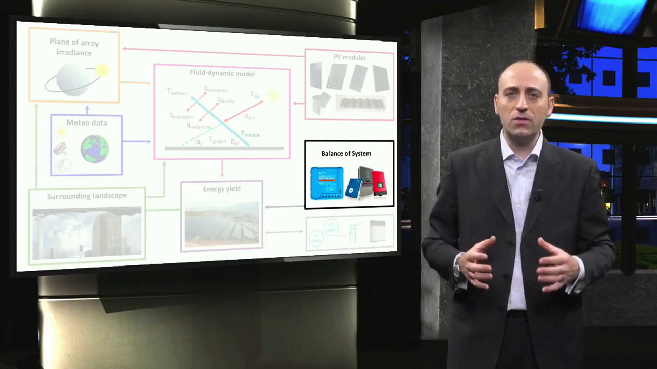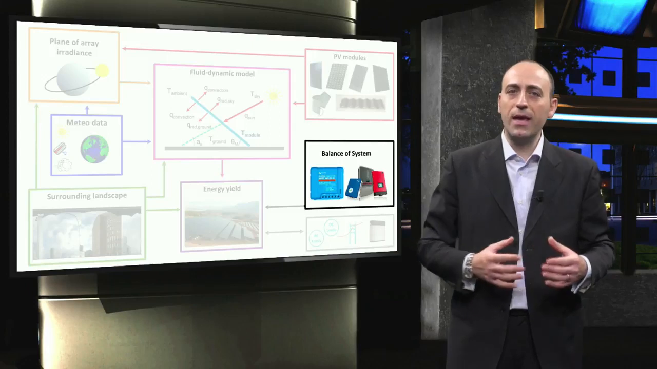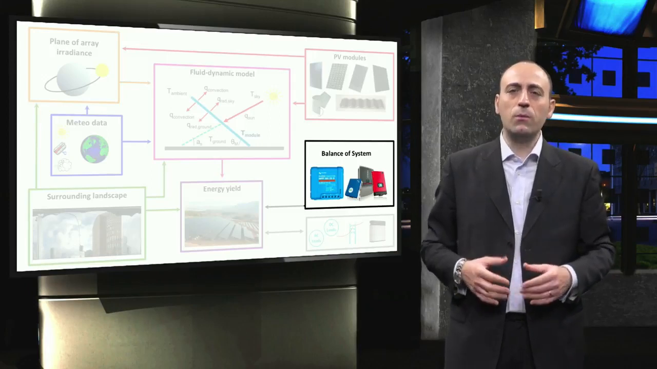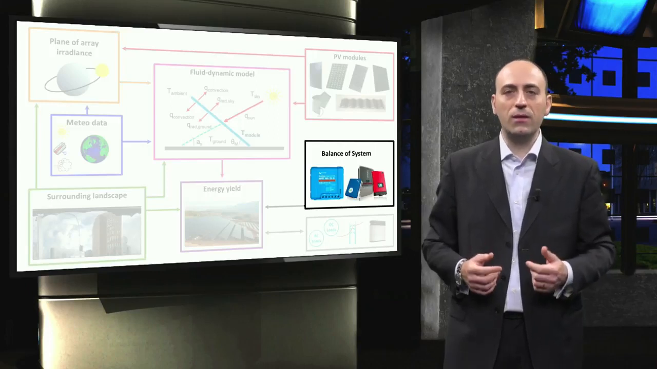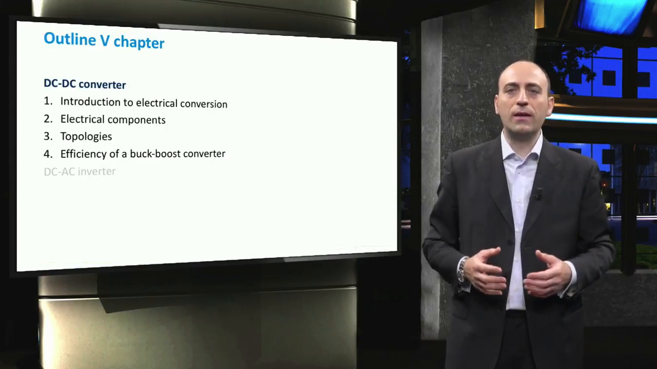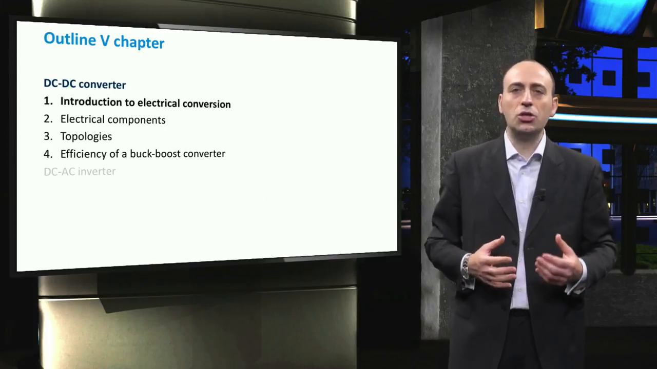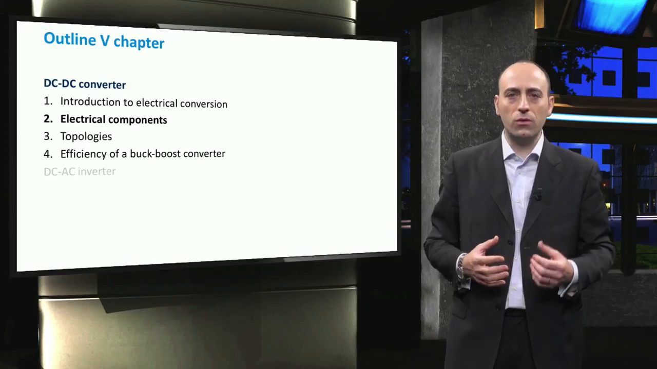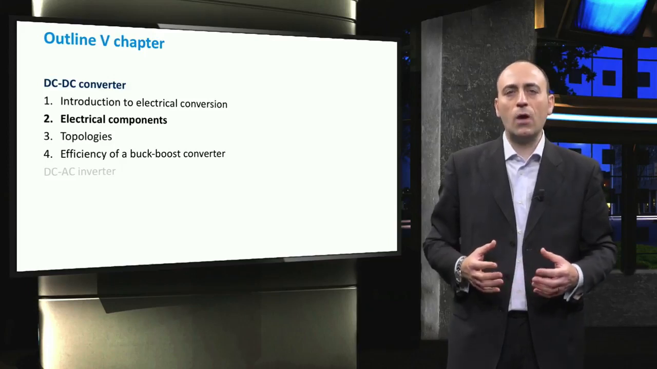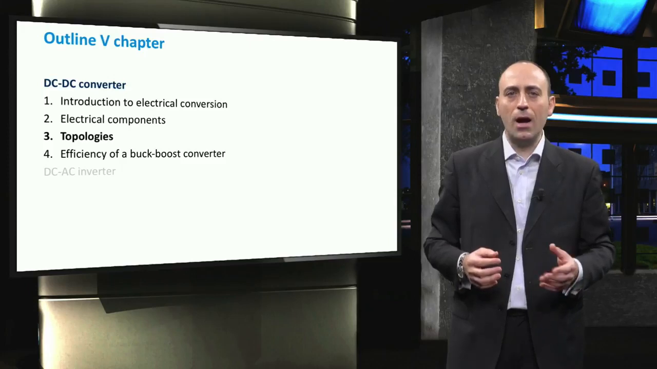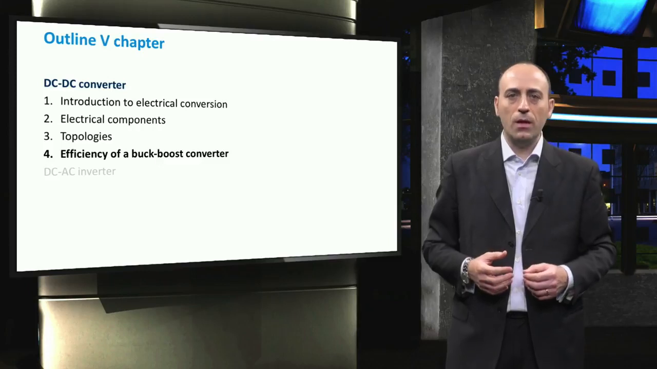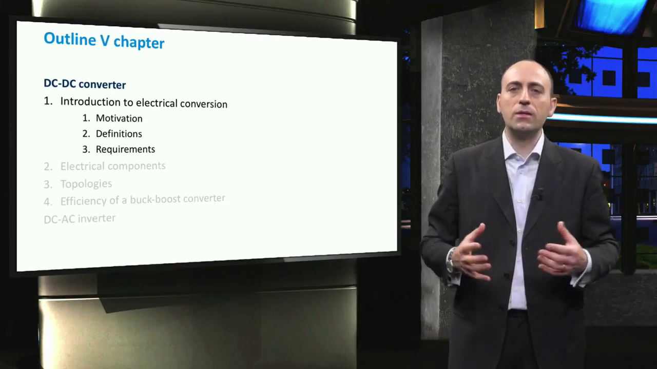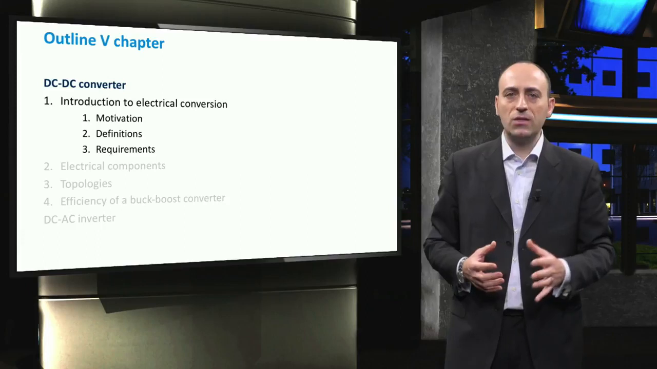We already got a head start last week where we discussed the cables and batteries. This week we will focus on some balance of system components, namely the converter and the inverter. We will first look at the DC-DC converter, introducing the electrical conversion and then showing the power electronic components used for the conversion. Then we will describe different converter topologies to step up or step down the PV module voltage and their efficiency.